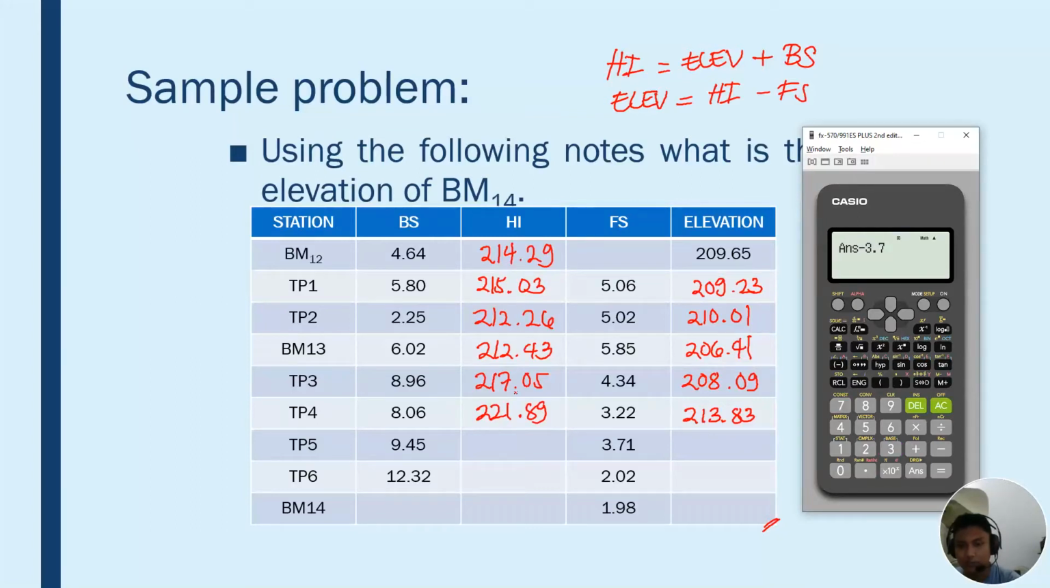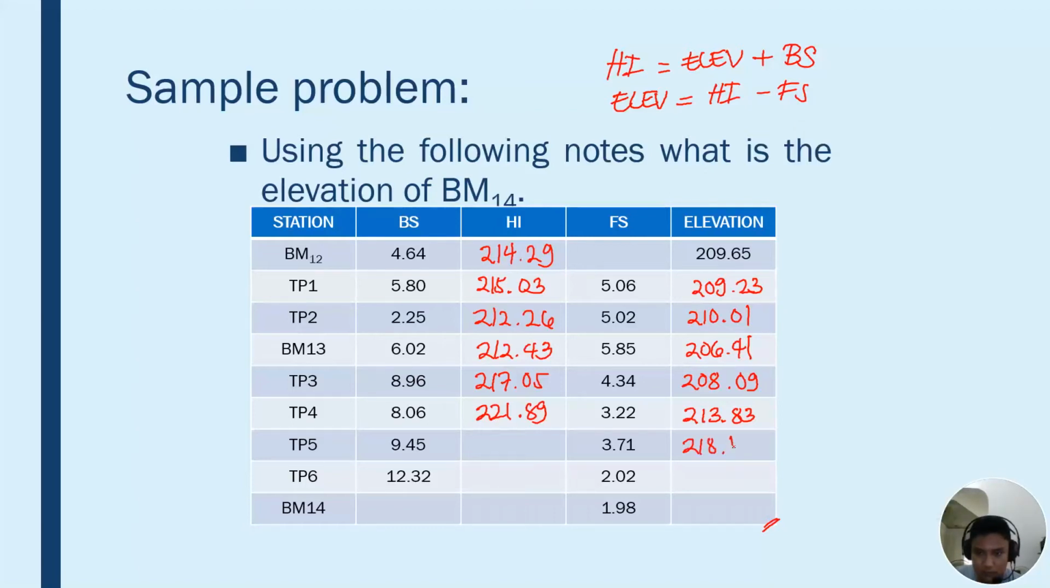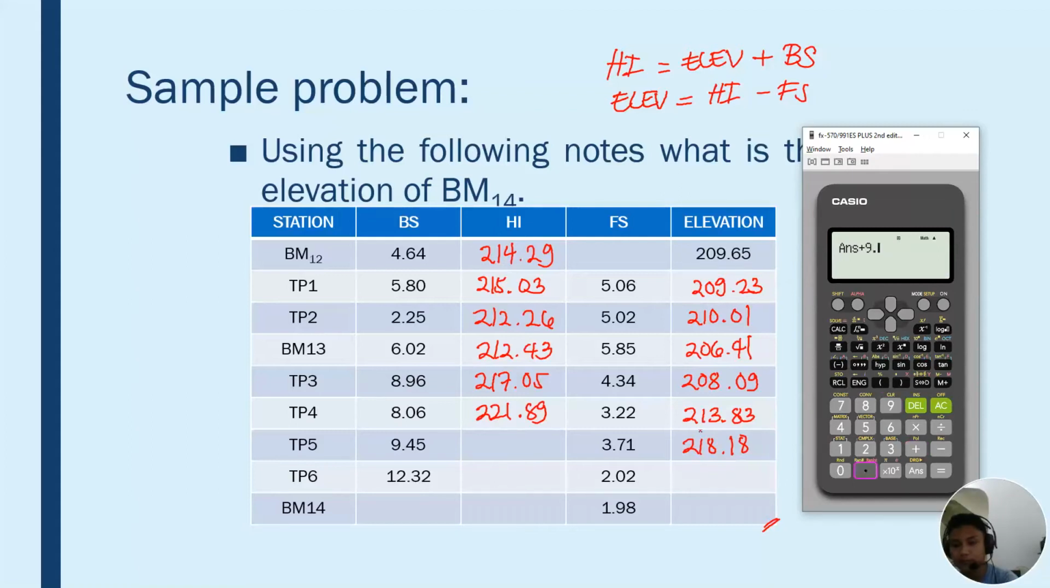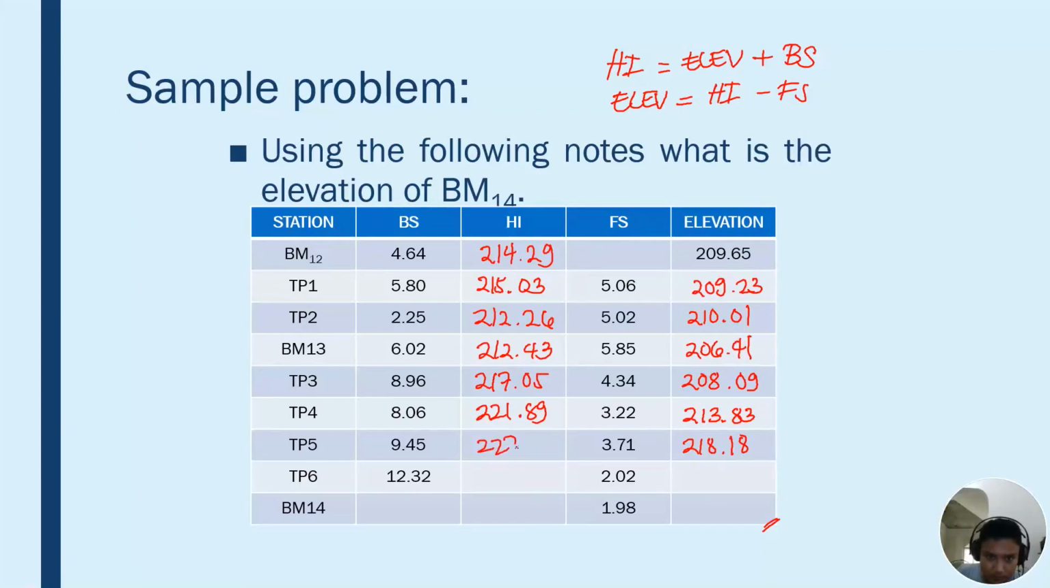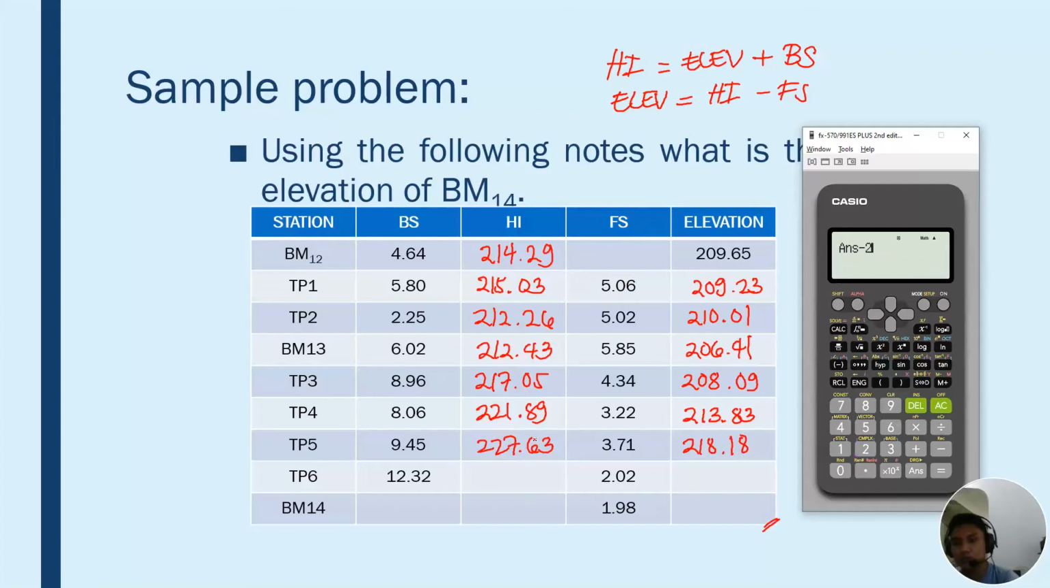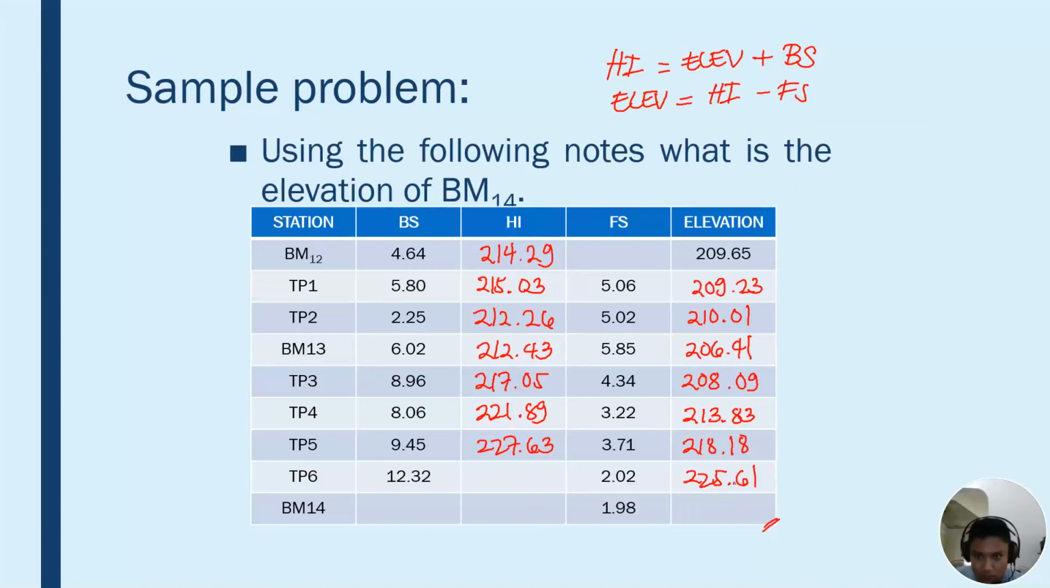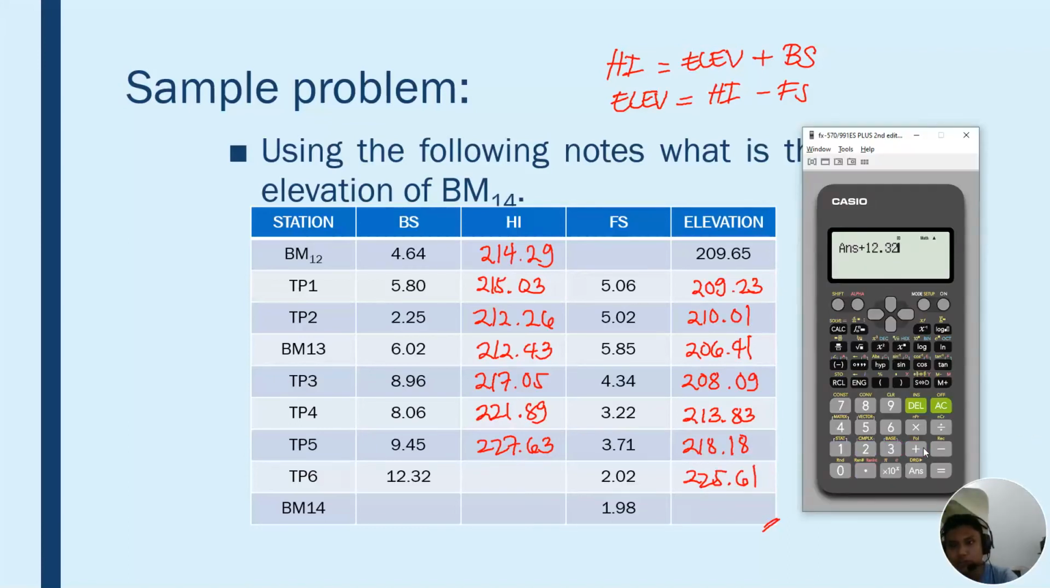Minus 3.71 is 218.18, plus 9.45, 227.63, minus 2.02, 225.61, plus 12.32, 237.93, and last, subtract by 1.98. The final answer is 235.95.